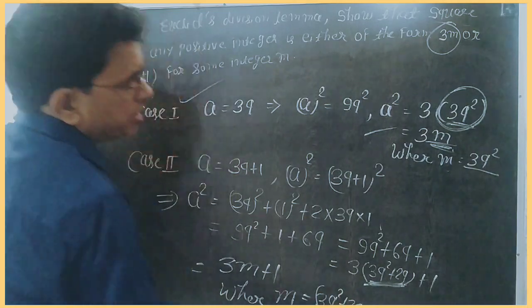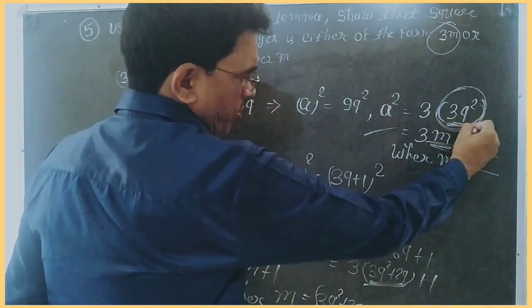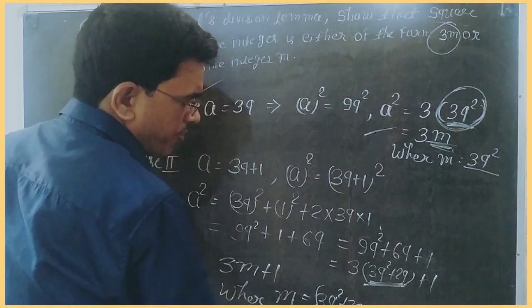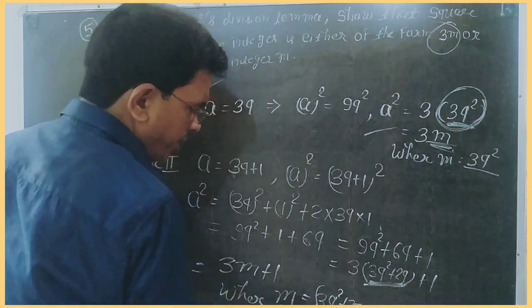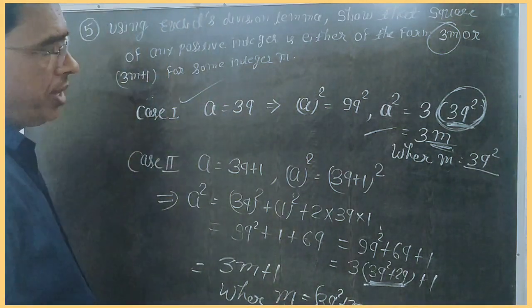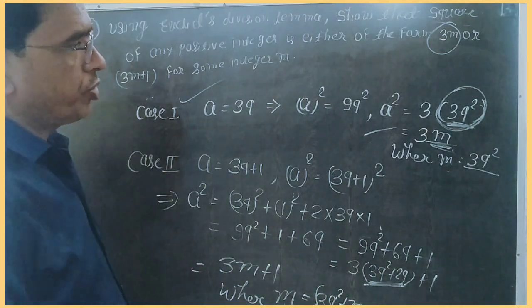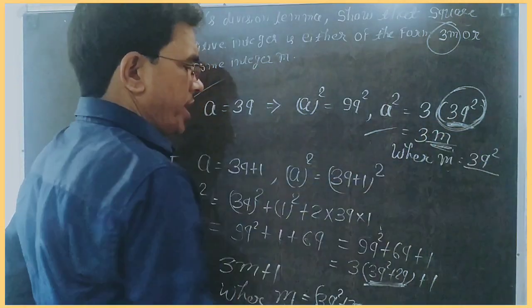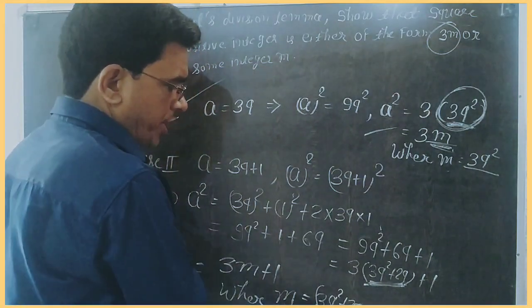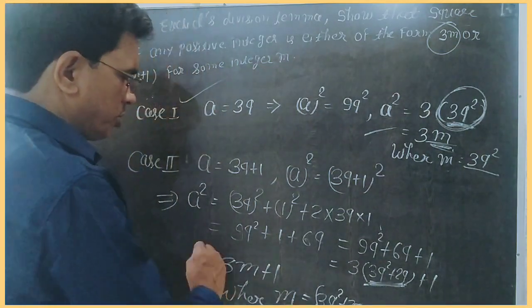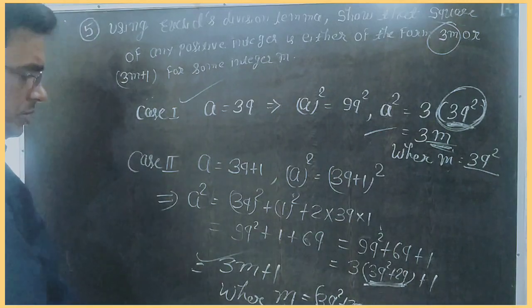Now m is changed. Before, m was 3q square. Now m is 3q square plus 2q. Here m is the variable term and differs in different cases. So in the first case, at the place of 3m, and in the second case, 3q square plus 2q is m. So now it is in the form of 3m plus 1.